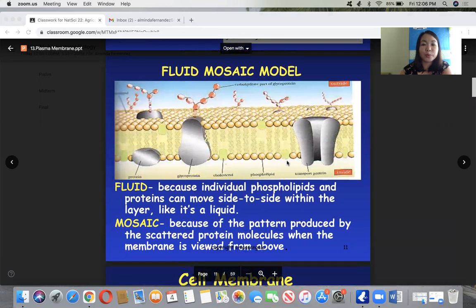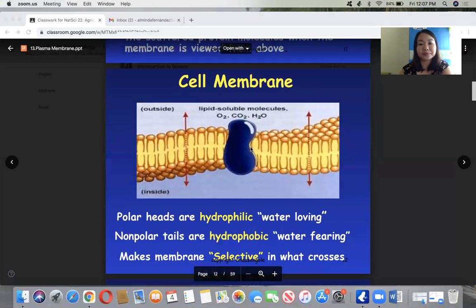We call it the fluid mosaic model. The plasma membrane contains fluid because individual phospholipids and proteins can move side to side within the layer like a liquid. It's mosaic because of the pattern produced by the scattered protein molecules when the membrane is viewed from above. That's why the plasma membrane is a fluid mosaic model.